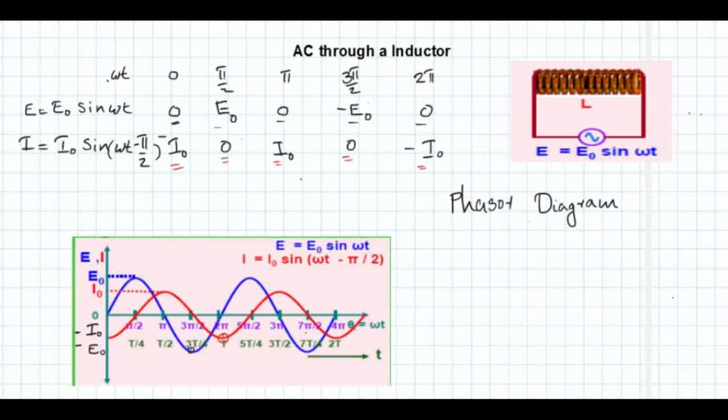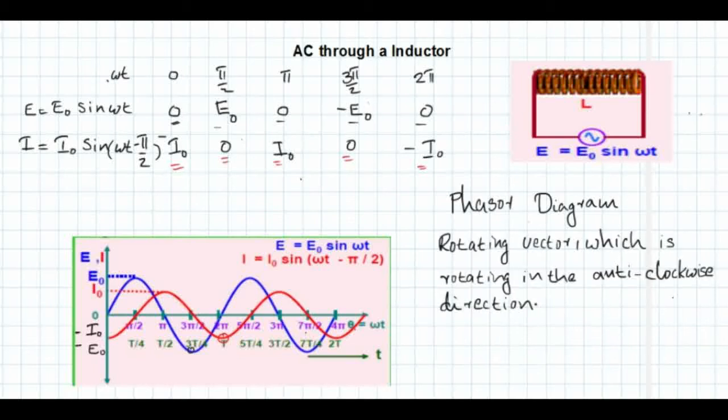Then this variation can be easily understood with the help of a diagram, which is called a phasor diagram. So first of all, what is a phasor diagram? A phasor is nothing but a rotating vector which is rotating in the anti-clockwise direction. Note that current and voltage are not vectors, but the variation of this voltage and current can be represented using a rotating vector. This rotating vector is called a phasor. So a phasor is nothing but a rotating vector rotating in the anti-clockwise direction.